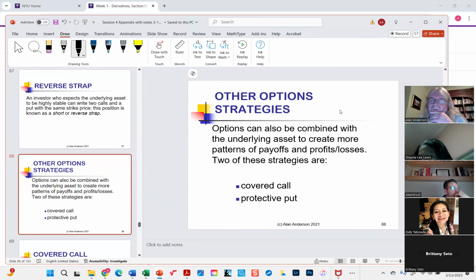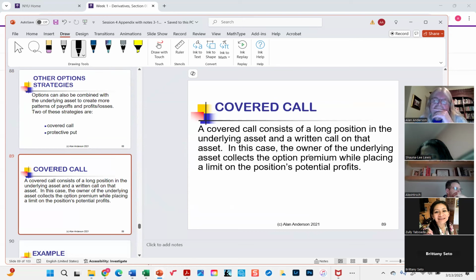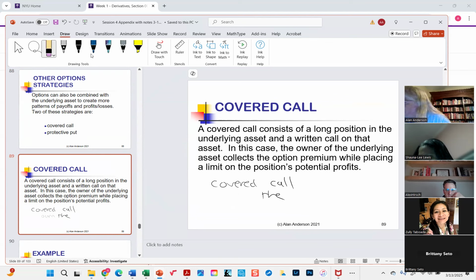Now, finally, we've got these last two where we're basically combining a single option with the underlying stock in this case. And so the first one is called the covered call, and the second one is known as the protected put. So the covered call, you own or you buy the stock, and then you sell a call. You own the stock, or you buy it if you don't already own it. And then you sell a call.